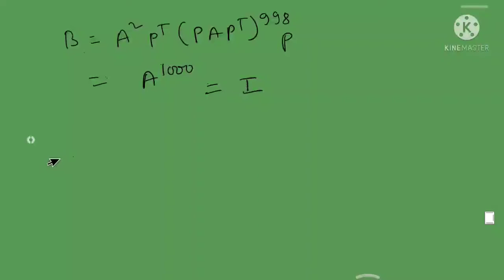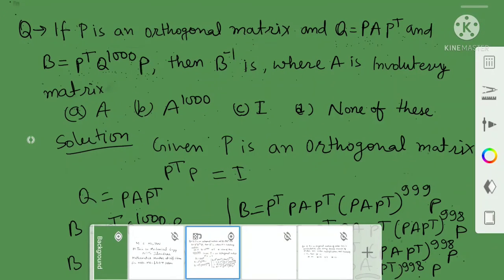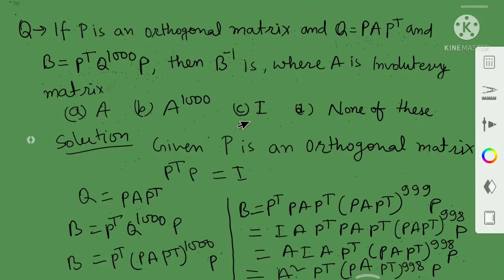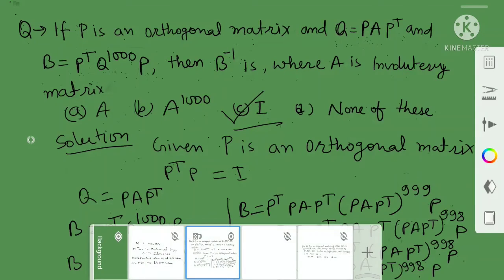Now we have to find B inverse. So B inverse equals I inverse, and we know that the identity matrix is its own inverse, so we can write I inverse equals I. So my answer goes to option number C. So C is the correct answer. Let's see the next question.